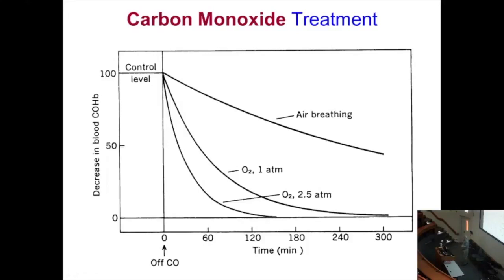If the poisoning is more severe, you may give the person 100% oxygen to breathe. Now we lower the 50% point to 1 hour. So in 1 hour, you've gotten rid of half of the carbon monoxide. If you have a hyperbaric chamber handy at 2.5 atmospheres of oxygen, you can decrease the time again by about half. So in about 30 minutes, you've gotten rid of half of the carbon monoxide.